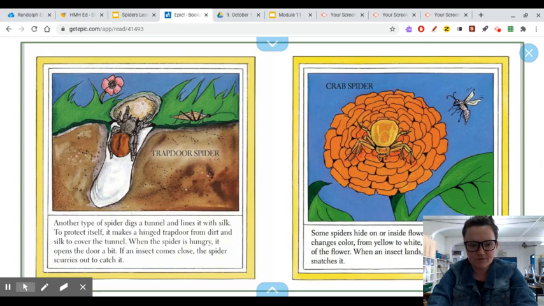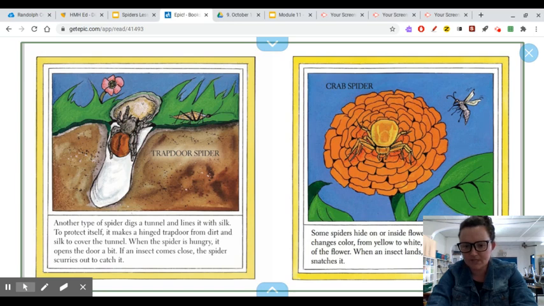Another type of spider digs a tunnel and lines it with silk. To protect itself, it makes a hinged trap door from dirt and silk to cover the tunnel. When the spider is hungry, it opens the door a bit. If an insect comes close, the spider scurries out to catch it.